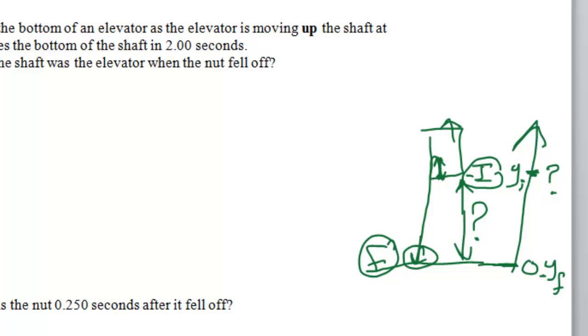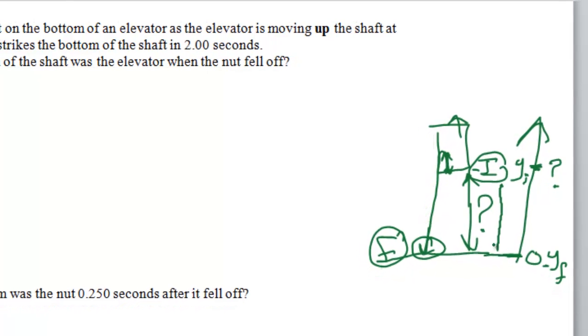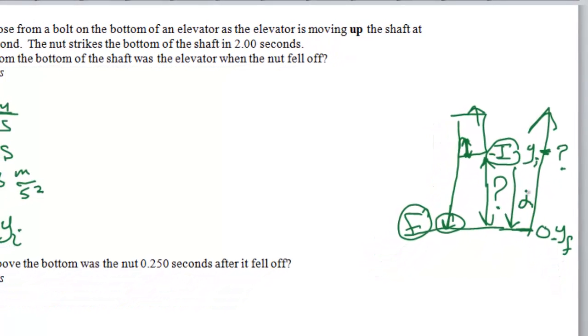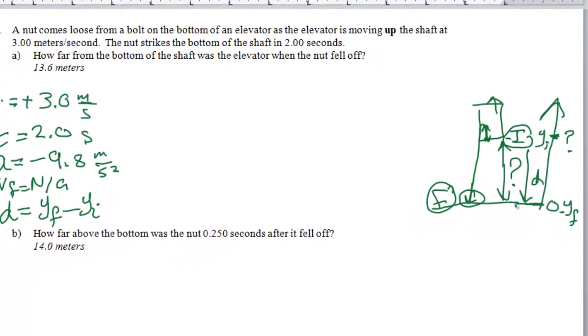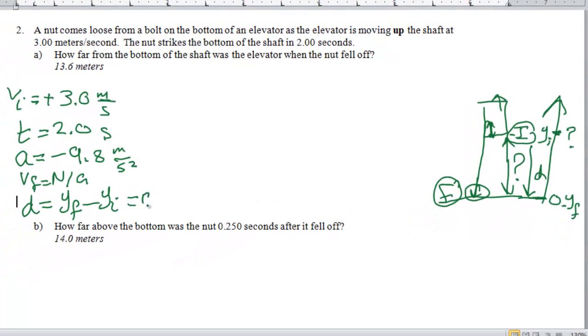So basically the displacement here will be upward or downward. Displacement will be always the vector that connects the initial position to the final position. So this will be the displacement d from the initial position to the final position. So it will be 0 minus y initial, and that's what we need to find. We are trying to find the displacement, but we expect the displacement to be negative.